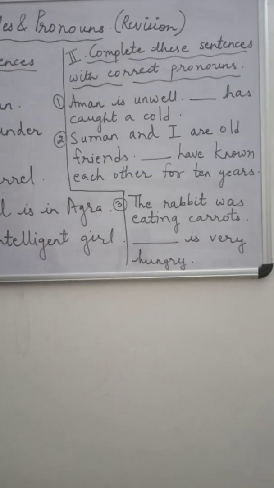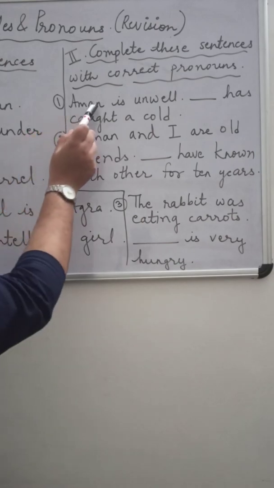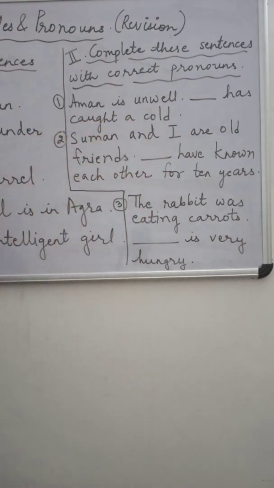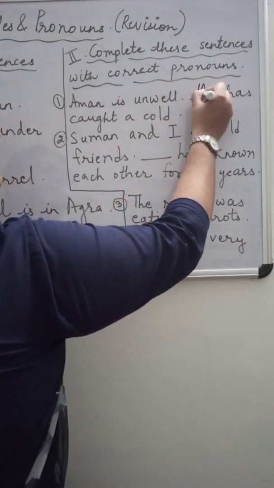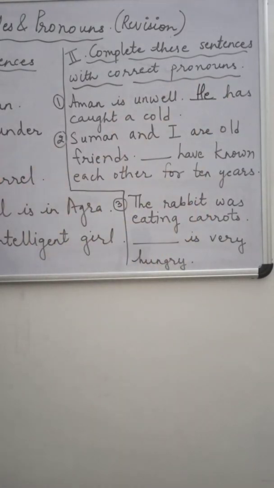Exercise 2. Complete these sentences with correct pronouns. First one, Aman is unwell, dash has caught a cold. So in this sentence we are talking about the noun Aman. Aman is a male, is a name of a boy. So to avoid the repetition of this noun Aman here, we will use a pronoun. So for male, we use which pronoun? He or him. So here we will use the pronoun he. Aman is unwell. He has caught a cold.